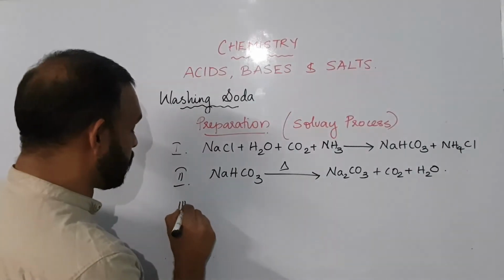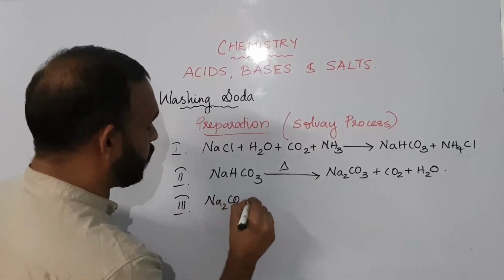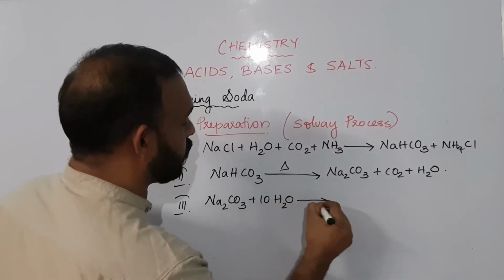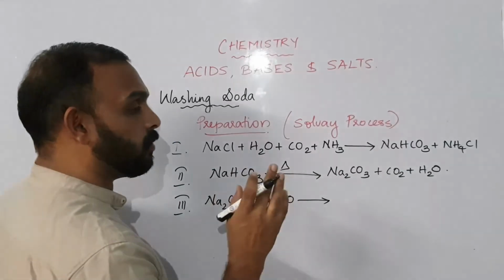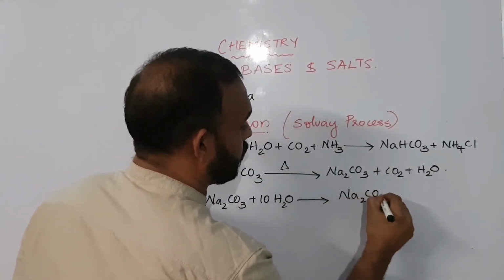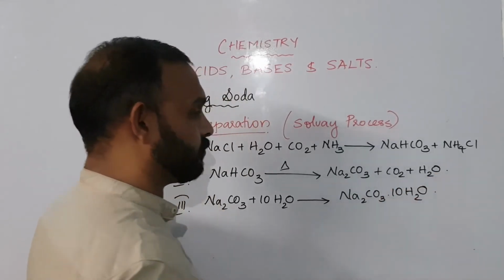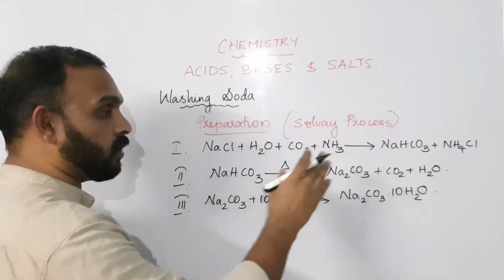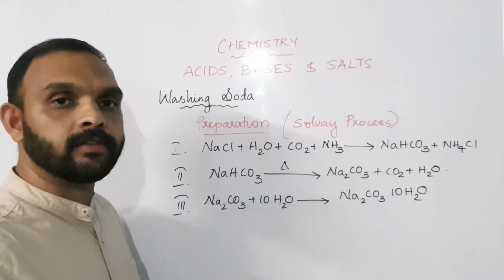And the third step, we will do the recrystallization of Na2CO3 with 10 molecules of water. When you do the recrystallization of Na2CO3 with 10 molecules of water, what will happen? We will get Na2CO3.10H2O. Yes, my dear students, don't think that it is a very long, huge equation so it will be very difficult. No, it is very easy.